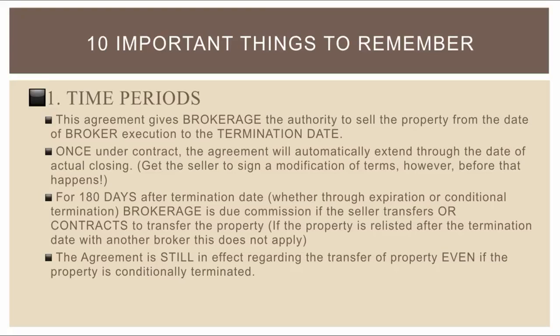Now that we've discussed the sections, let's spend some time on important things to remember and go over for the contract. First is time periods. This agreement gives the brokerage the authority to sell the property from the date of broker execution to the termination date listed in Section 1. Once under contract, the agreement will automatically extend through the date of actual closing. It states that in there. My recommendation, however, is to get the seller to sign a modification of terms before that happens, so that if it cancels, you may continue to market the property.